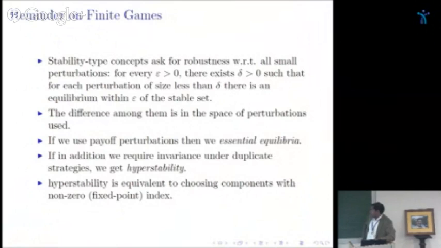And it turns out that hyperstability is basically equivalent to choosing components of Nash that have a non-zero fixed point index. You can define for each component of Nash, and this is an important point because I'm going to try to do this in the infinite game, a fixed point index, which comes from fixed point theory. An index is an algebraic count of the number of fixed points close by if you perturb the fixed point problem. So to say that you have a non-zero index is to say that every close by fixed point problem has a solution close by.